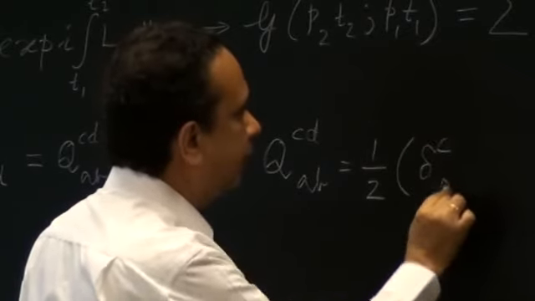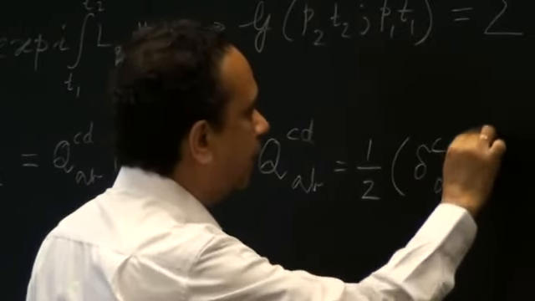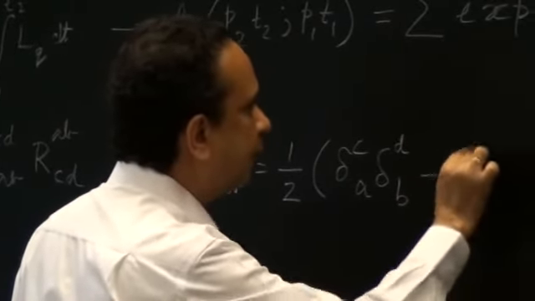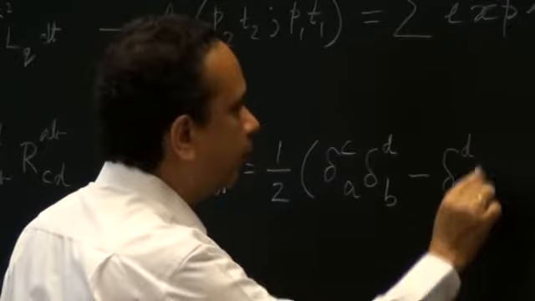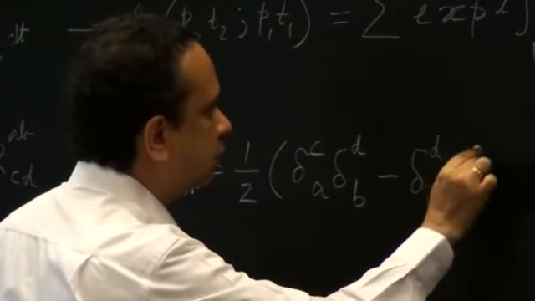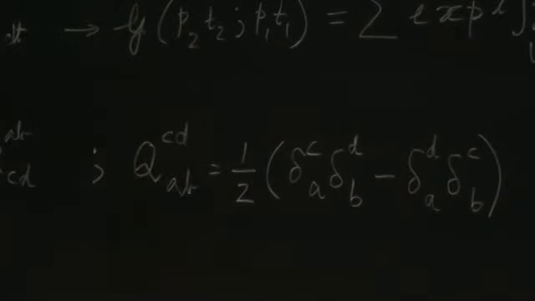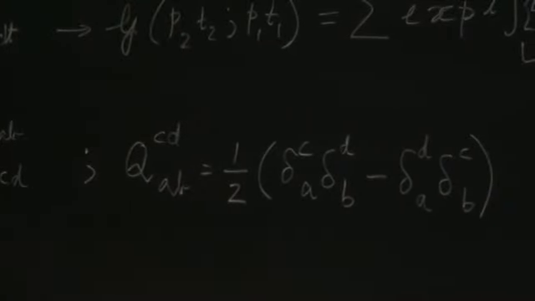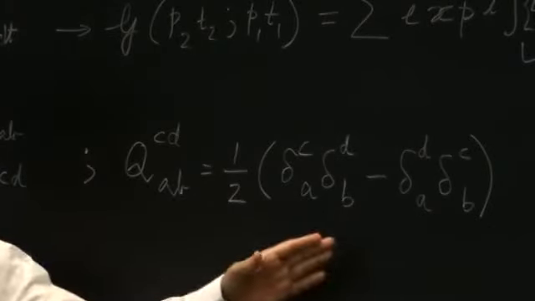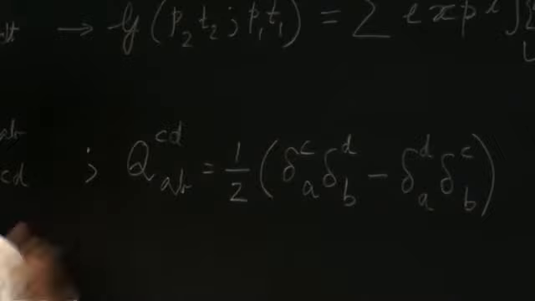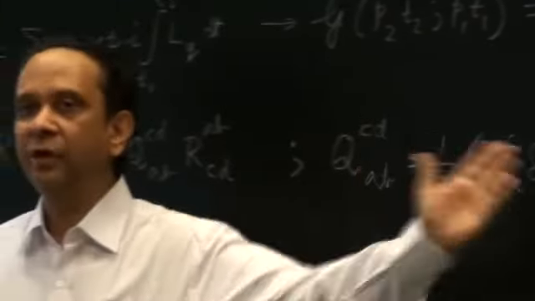Delta C, delta A, Kronecker deltas, delta B minus delta D A, delta C B. So this is, again, in case you have forgotten your tensor analysis, essentially built out of a determinant. You take a 2 by 2 determinant. Each of the entries are Kronecker deltas. So this is just one diagonal minus the other diagonal. So you can naturally generalize it to any number of dimensions.